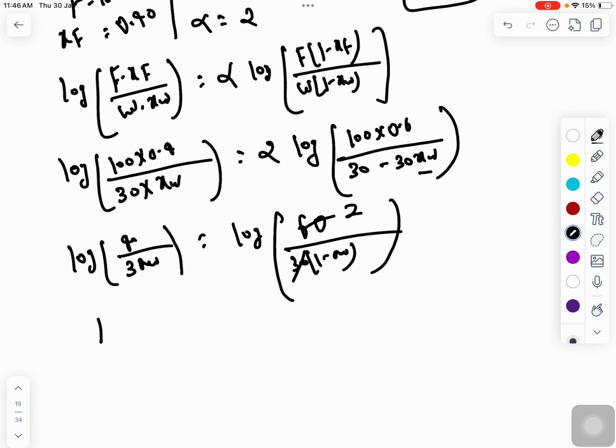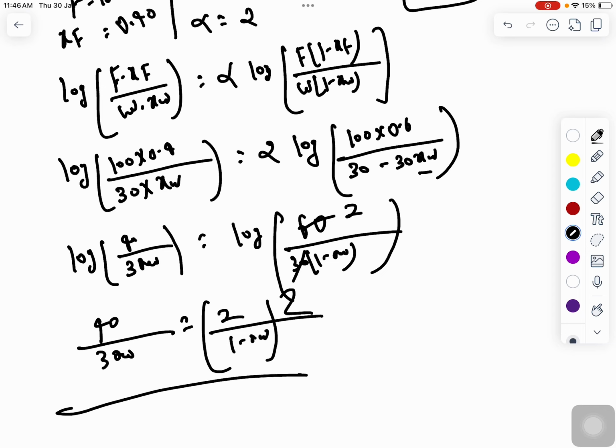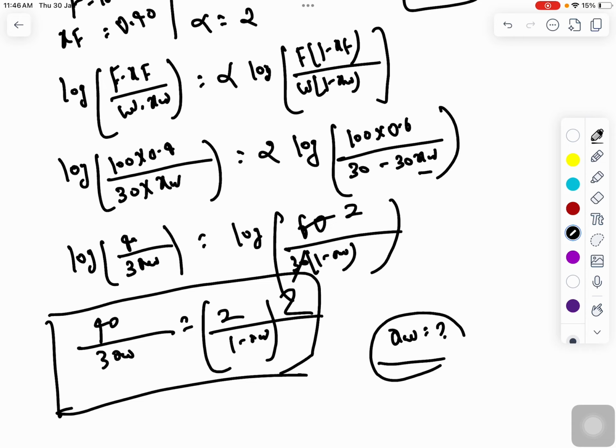So finally I'll get 40 divided by 3 XW is equal to the whole square, right? So based on that we can calculate the value of XW from here. Okay, that's it.